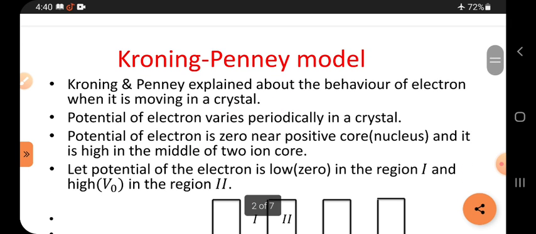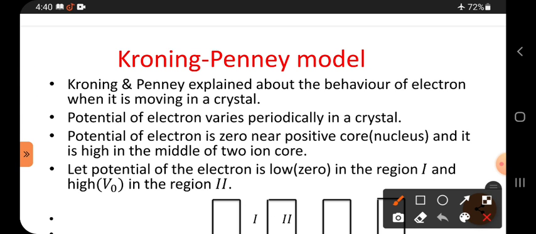Today's topic is the Kronig-Penney model. Kronig and Penney explain the behavior of an electron when it is moving in a crystal. Crystal means generally lattice points arranged in this manner. Suppose an electron is moving in this crystal, then how its energy changes is explained by Kronig and Penney.